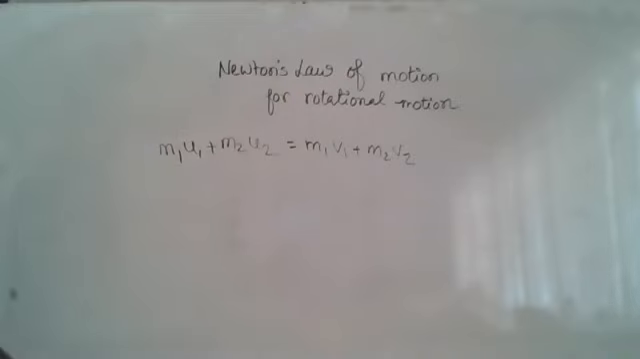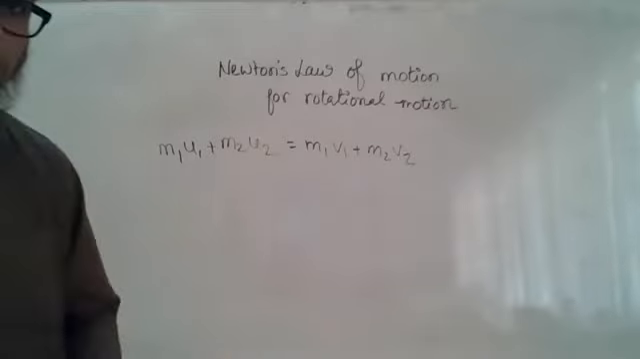So come to page number 232. Let us go through the statement first. If the net applied torque on a particle is zero, net torque applied. Previously, it used to be the net force applied on an object.